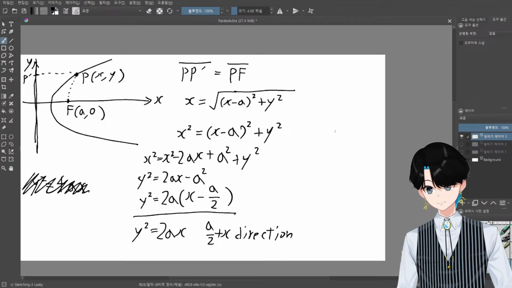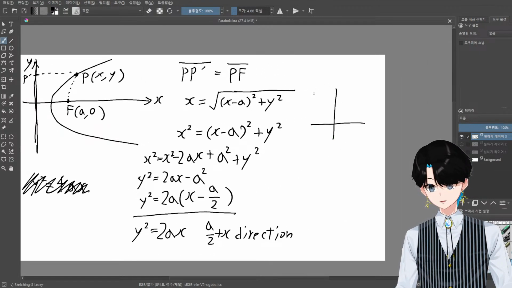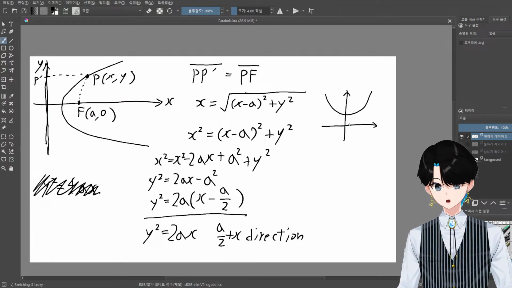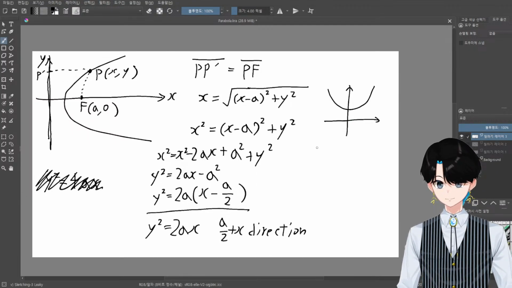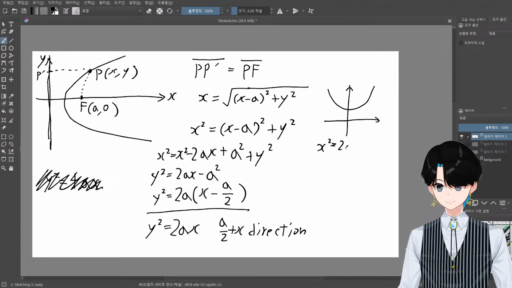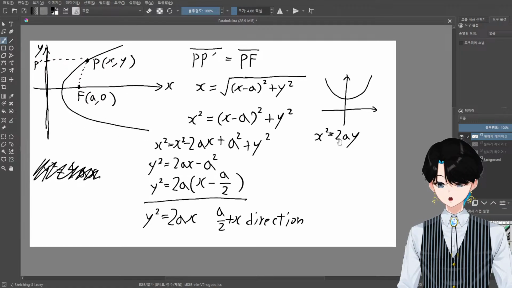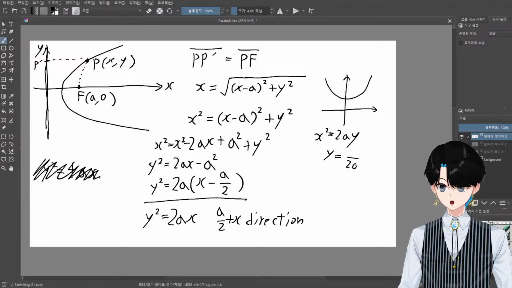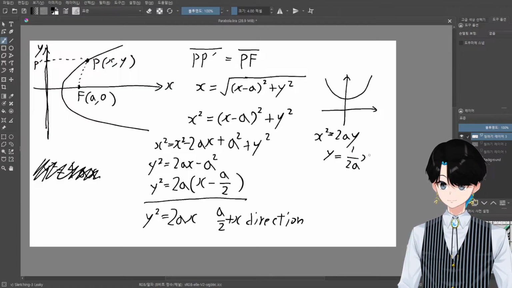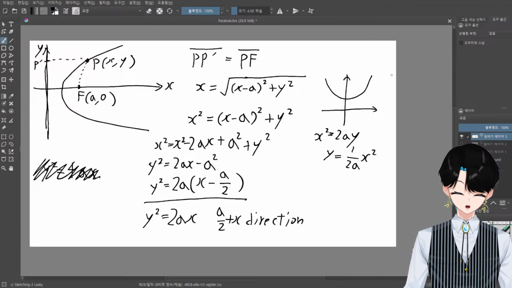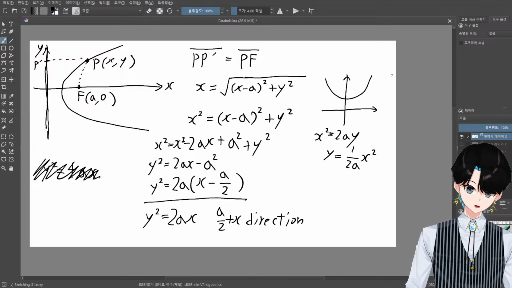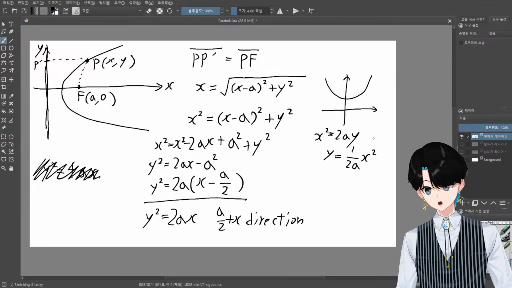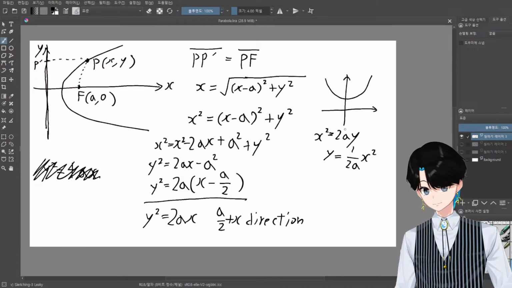And of course, there's a parabola in this direction, like this. We can just flip the y and x. That's simple. And it will turn into x squared equals 2ay. Surprisingly, that is the most basic form of the quadratic equation. Sorry, I'm not quite familiar with the English names in algebra. I might be very wrong, but I think you probably know what I'm saying.